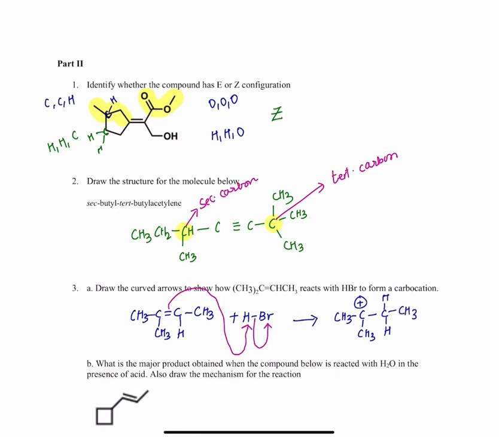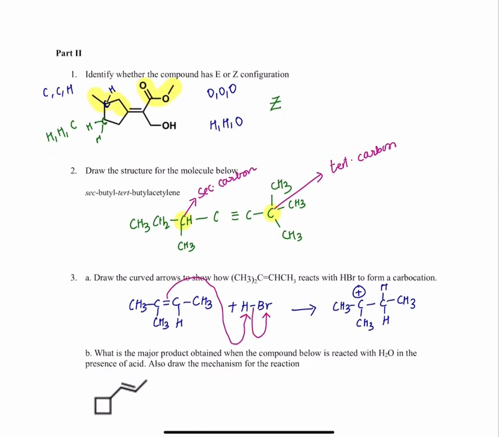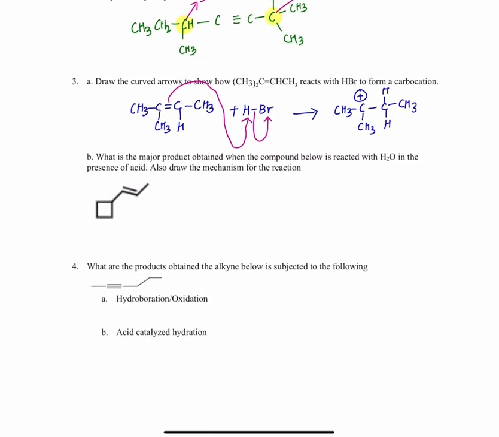Okay, so this is the carbocation that will be formed. What is the major product that is obtained when the following compound is reacted with H2O in the presence of acid? Also draw the mechanism for the reaction. Okay, so here we are going to do pretty much the same thing, but we are going to see whether there is going to be carbocation rearrangements happening in the reaction.